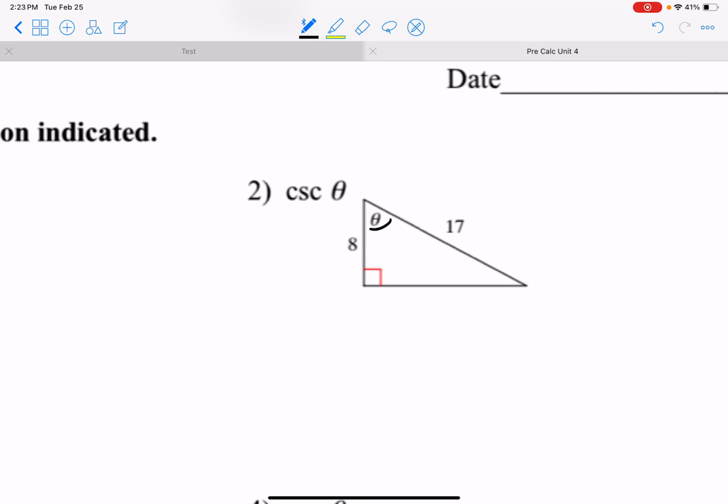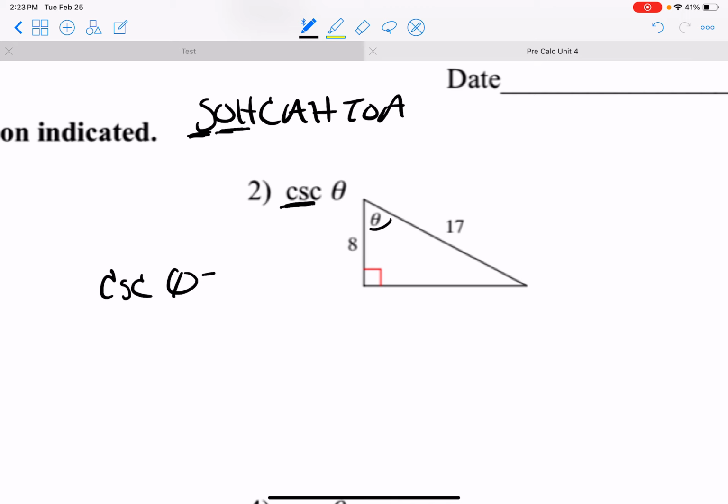So first let me do SOH CAH TOA. Okay. I know the cosecant is connected to sine. The cosecant is the reciprocal of sine. So the cosecant of theta equals, since it's the reciprocal of sine, the hypotenuse over the opposite. So to find the cosecant of theta, I need to know it's the hypotenuse over the opposite. Remember, it is the reciprocal. It's the flip of sine.